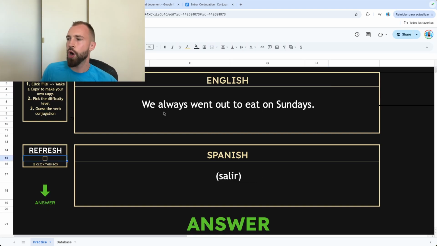Next one, we always went out to eat on Sundays. So another thing that I should mention about the imperfect is that it's for general, habitual, repeated past actions. Something like we used to, we would always, whatever. So in this case, we always went out to eat. That always is kind of your indicator that it's not a specific moment. It's not we went out to eat last Sunday, in which case it would be the preterite, because the verb to go out is salir.